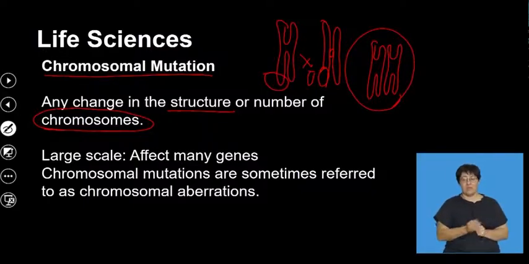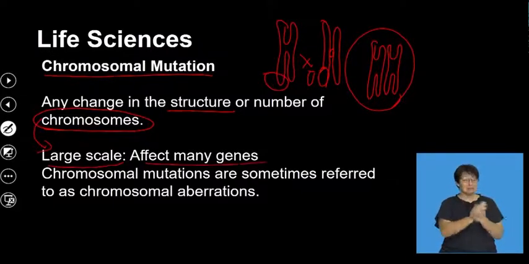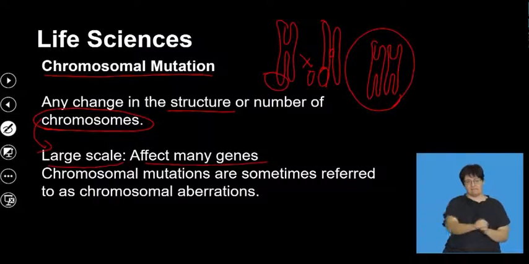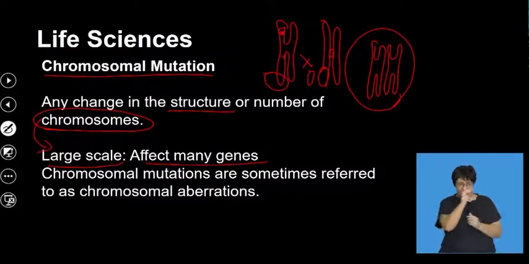It's important for us to recognize that chromosomal mutations occur at a large scale, which means that there are several genes that are affected. If we try and unpack this and refer to this chromosome, it consists of many genes. And so if we have a chromosomal mutation, it could affect more than one gene.